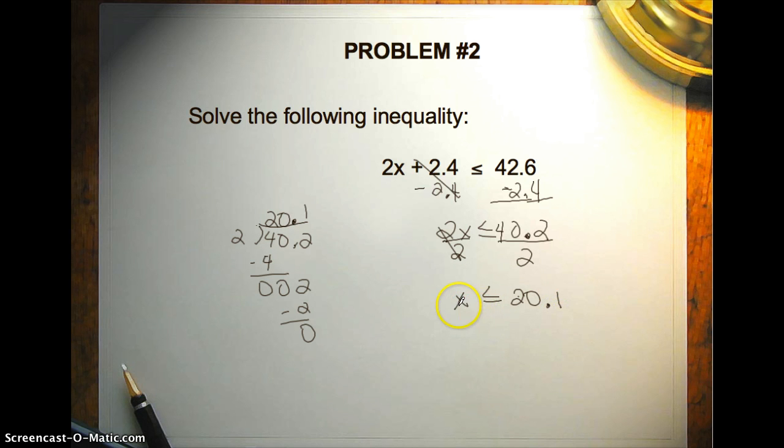Okay, so x is less than or equal to 20 and 1/10. So that means x can equal 20 and 1/10, and anything less than that. So it can equal 20, it can equal 19 and 9/10. X cannot be equal to 20 and 2/10 because that is greater than 20 and 1/10. Okay, it can't be equal to 21.